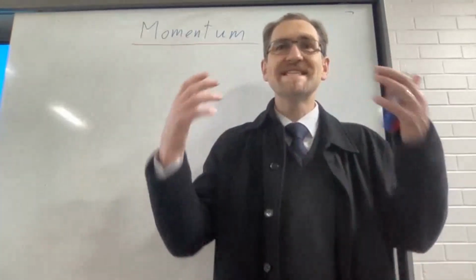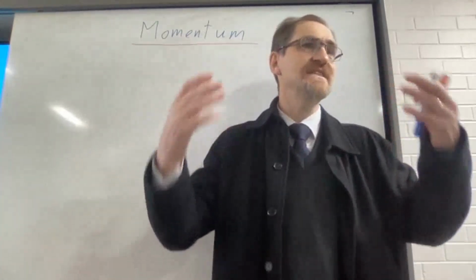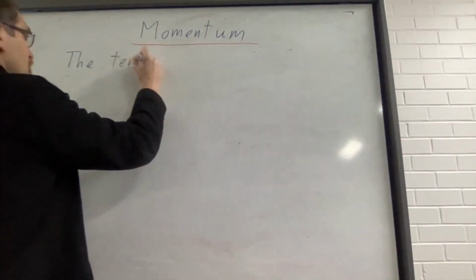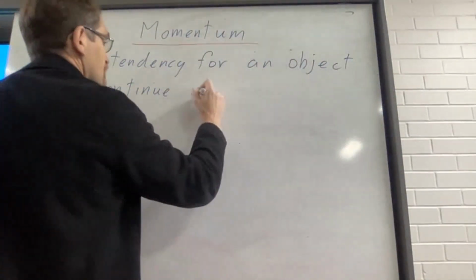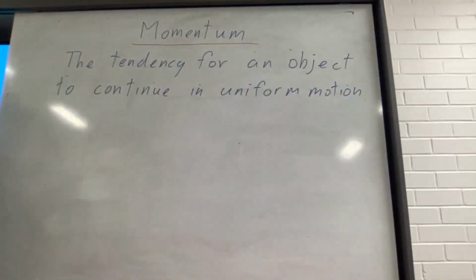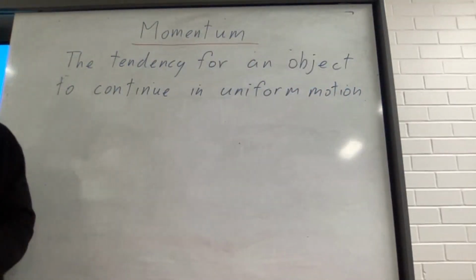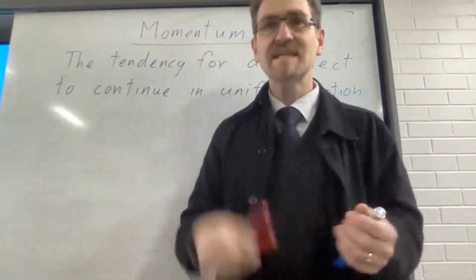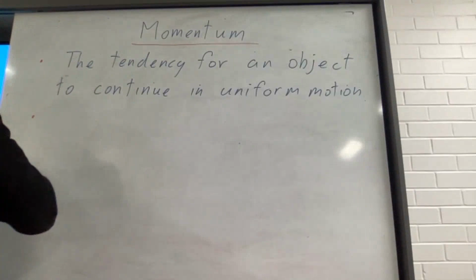One, it is the tendency for something to continue in its line of motion, okay? So momentum is the tendency for an object to continue in uniform motion. We know what uniform motion means. It means to continue in the same direction at the same speed. So that's number one. This is what it is.